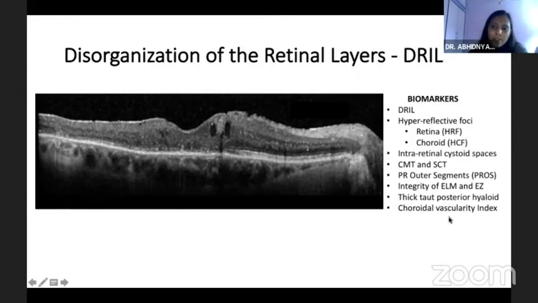Another described finding is the hyperreflective foci, which are present in the inner retinal layers and may extend to the outer retinal layers and further, and usually they do not have any shadowing. Now, the association of hyperreflective foci with visual acuity is not very well known, but they are known to respond well to steroids.